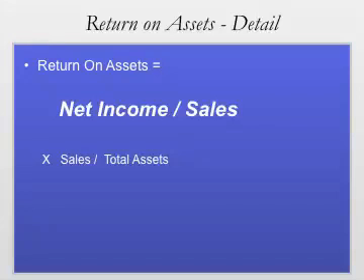Critical to why we want to understand this is we want to know, for instance, with Symantec, why did its ROA change from 1990 to 91? Was it due to profitability? Was it due to more efficient management of the assets, or a combination of both?